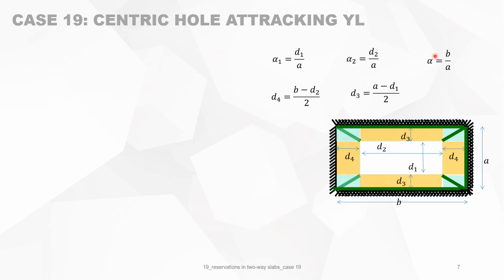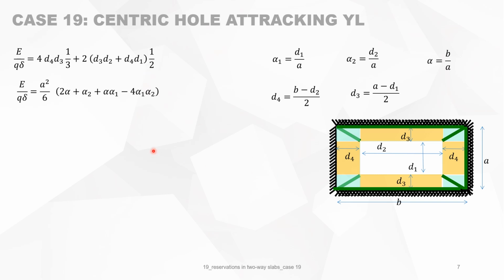We have now different parameters, and we can calculate the work done by the external forces, which is easy. The triangles are D4 times D3, and it is 4 times, and the mean deflection is delta over 3. And for the orange parts, it's D2 times D3, 2 times, and D4 times D1, 2 times, and the mean deflection is delta over 2. We will use dimensionless parameters by dividing by the smaller size of the slab.